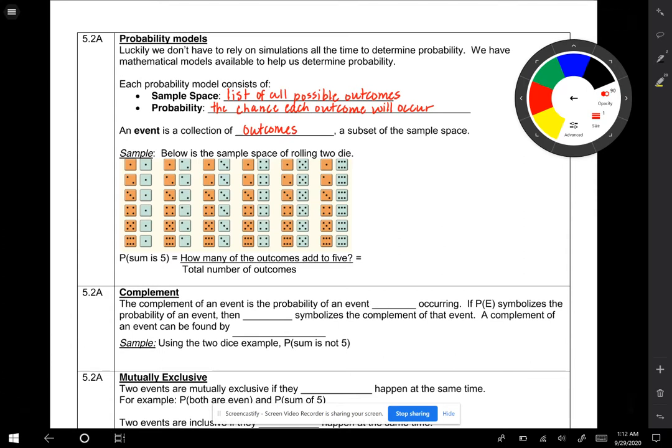Here's an example problem. Below is the sample space of rolling 2 dice. So there you have all the possible outcomes. If you count those, there are 36 outcomes. And these are fair dice, they're not weighted, so each outcome is equally likely to occur. So the probability for each outcome is 1 over 36.